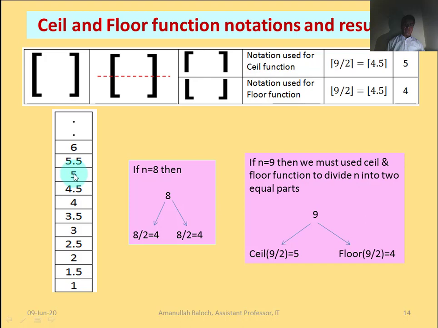Here, the value 9 divided by 2 becomes 4.5. 4.5 is this location. Let's suppose I am standing in a room. Below my foot there will be the floor, and above my head there will be the ceiling. So this is the ceil and this is the floor of 4.5. Because we are getting 4.5 and the function notation is ceil, we will get this ceil value from 4.5. And here, we are getting 9 divided by 2 is equal to 4.5, but the function is floor.